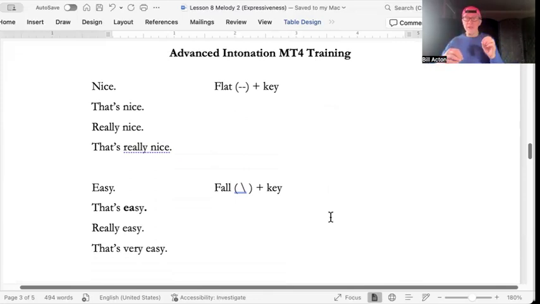And this is a good one too. Nice is a good strong N. So that's nice. That's nice. Really nice. Again, nice. That's nice. Really nice. That's really nice. So mid, high, mid, low. You can hear my voice is still very scratchy from the pollen outside.